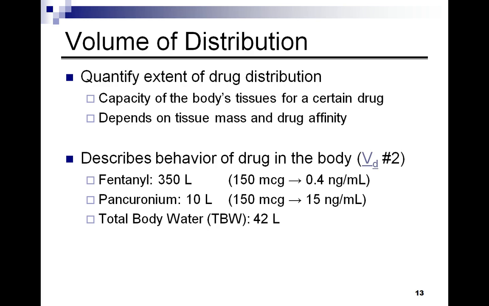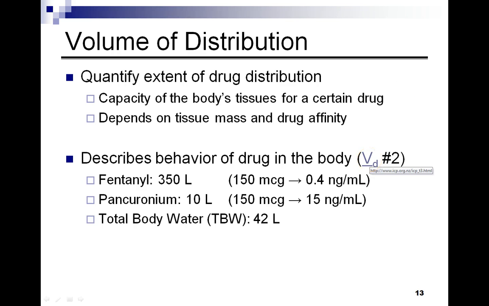Pancuronium, on the other hand, has a volume of distribution of only 10 liters. And if I inject 150 micrograms of pancuronium into someone, and then take a blood sample and measure the concentration of pancuronium, I will get a number more like 15 nanograms per milliliter. And all of this is interesting because total body water is 42 liters in a normal person. So where are these volume of distribution values coming from?